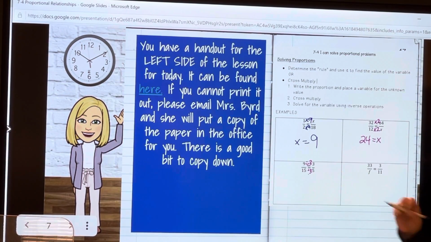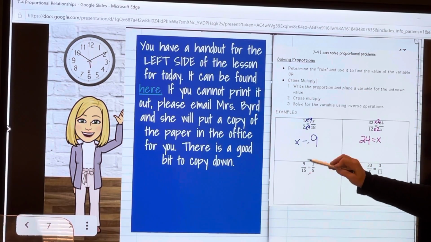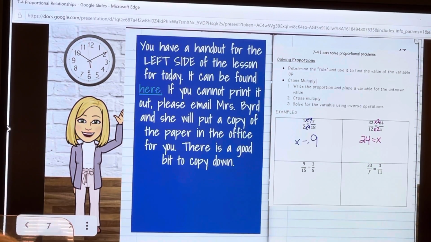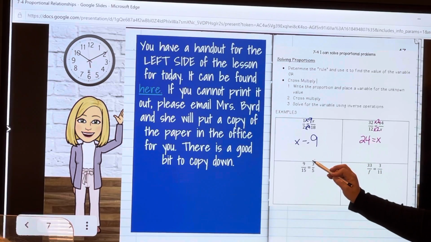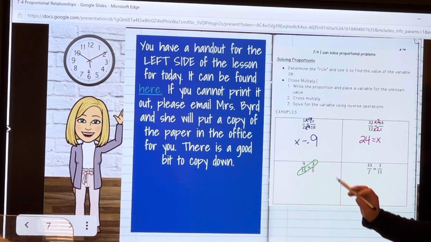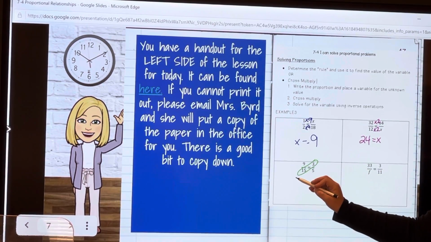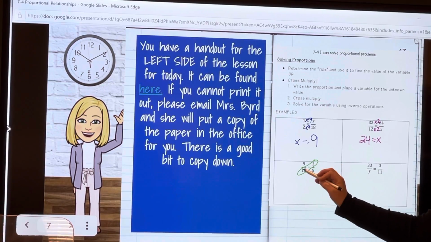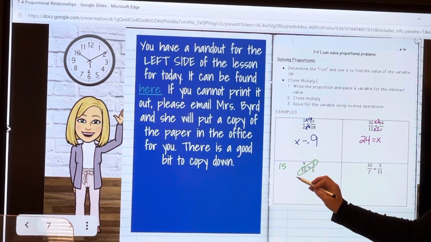15 divided by 3 is 5. So does that rule work? Yes. Now let me show you how cross multiplying works. 3 times 15 is what? 45.